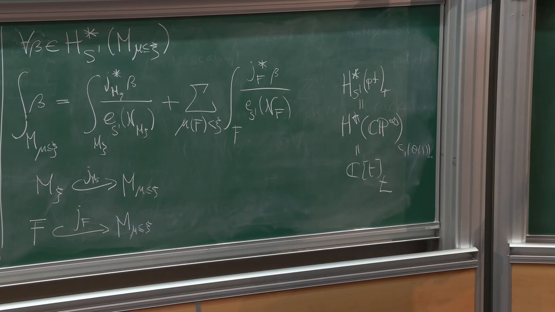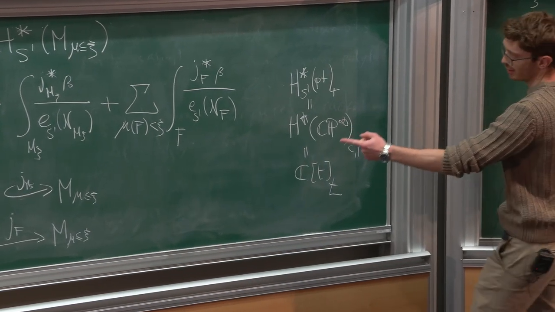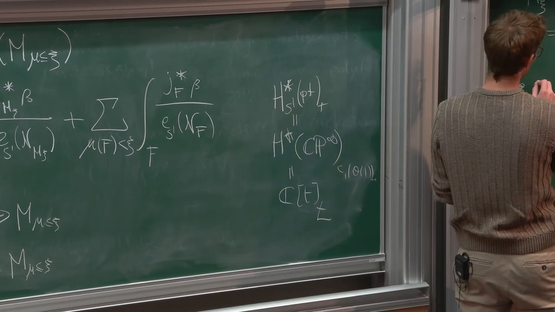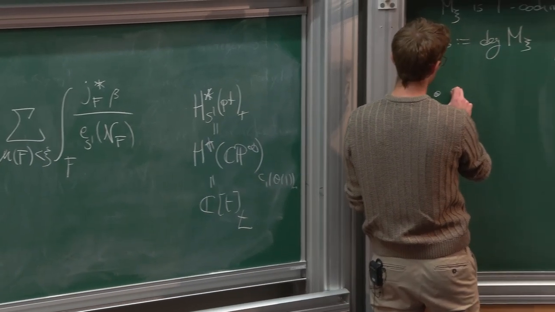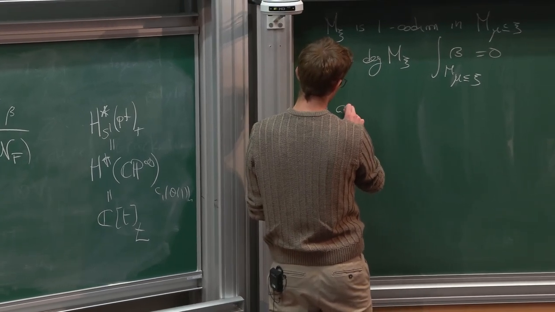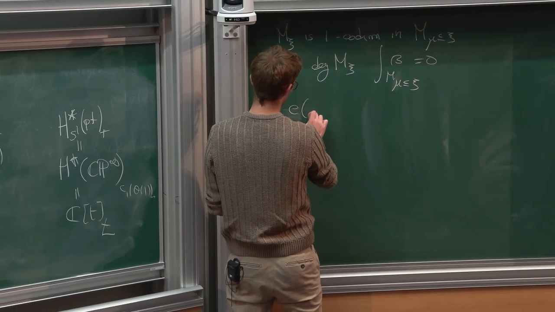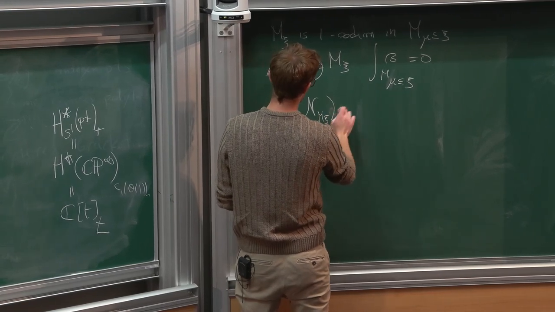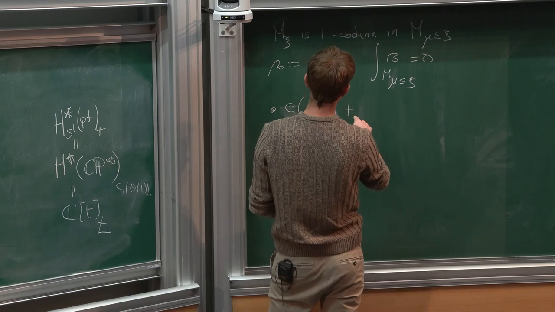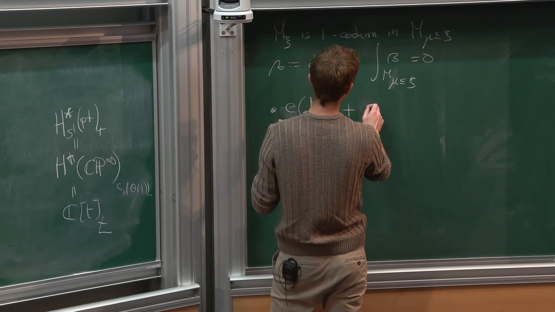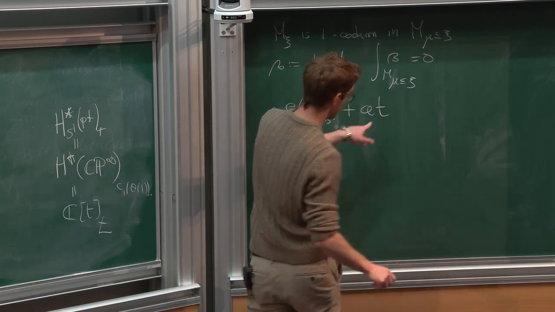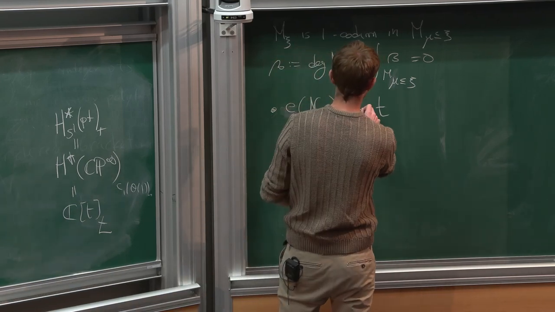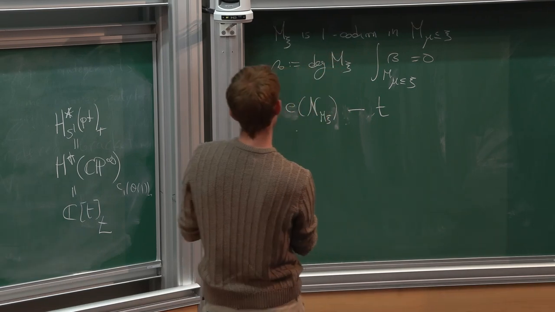Okay, and so you can compute this Euler class here, and it's a lift of the Euler class of the normal bundle, so it will be something of the form the usual Euler class of the normal bundle, sorry, plus something, which just by degree arguments you can say it is something like this, but you can check it's a minus t.